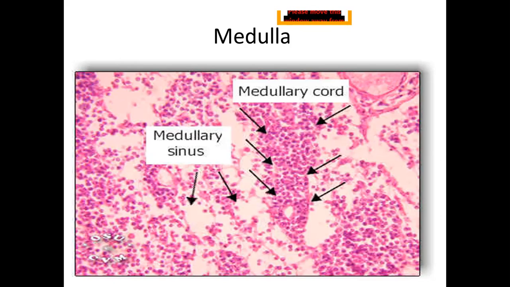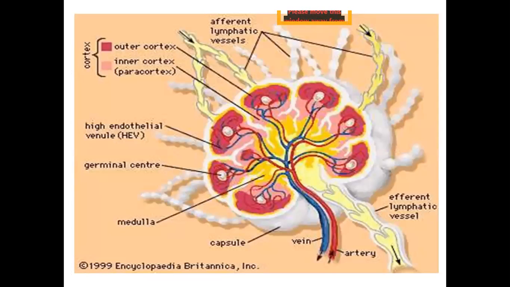After that, the lymphocytes migrate from the cortex and enter the medullary sinuses, and from there they enter the efferent lymphatic vessels, and after that leave the node, like this image. Leaving the node by the efferent lymphatic vessels.